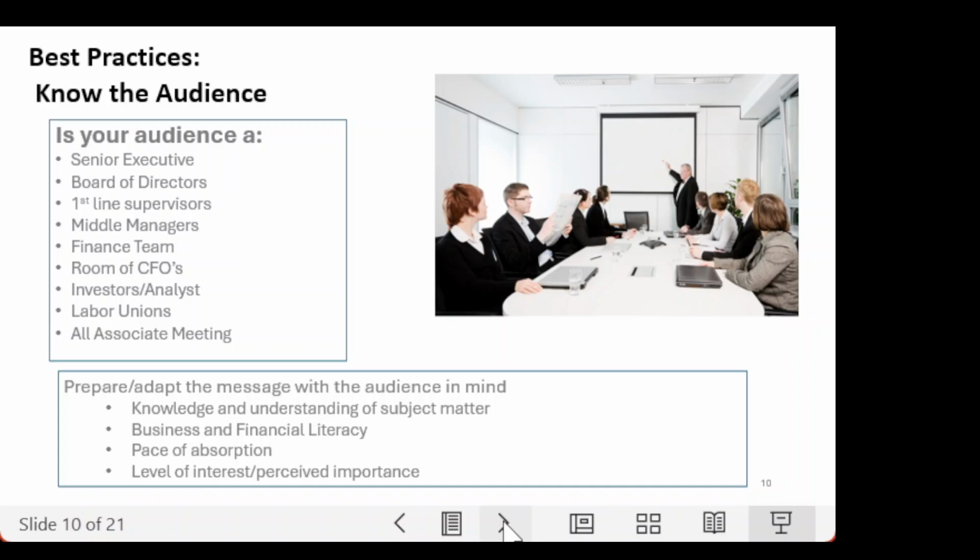What's their knowledge and understanding of subject matter? Do they have business and financial literacy at some level? What pace will they be able to absorb this material? Do I need to do sidebars or infomercials to explain some things they may not have been exposed to before? What's the level of interest and perceived importance on the part of the audience? So this is extremely important.